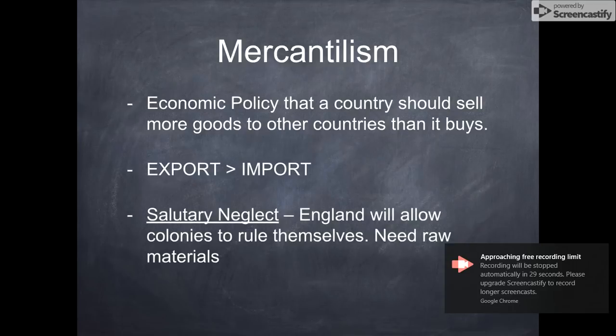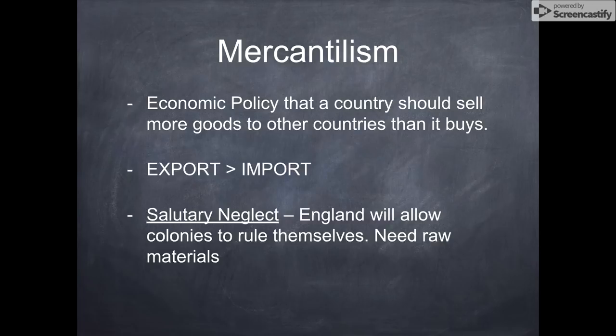And then the biggest term is called salutary neglect. So England will allow colonies to rule themselves in exchange for raw materials. And this is kind of what ends up biting England in the rear end, is the colonists get used to governing themselves.